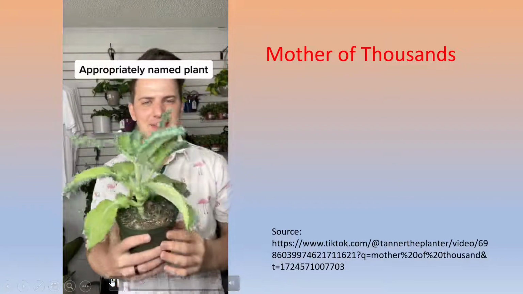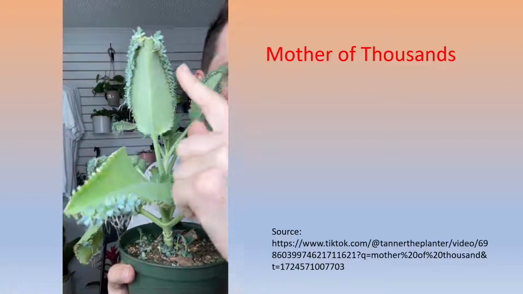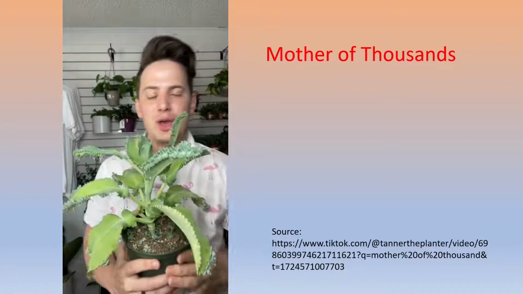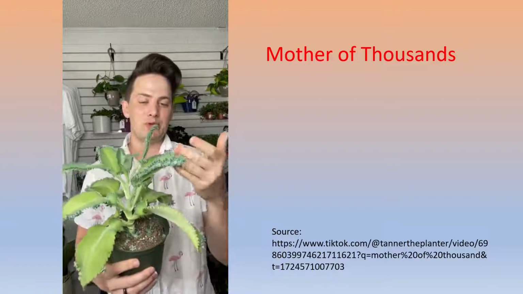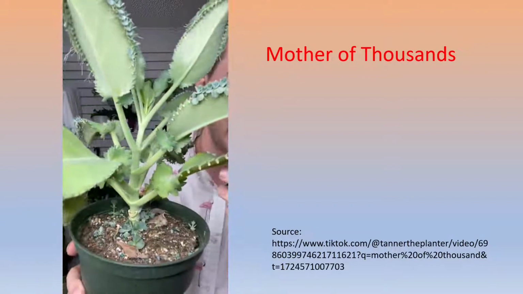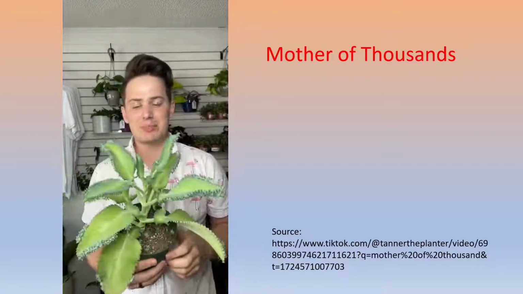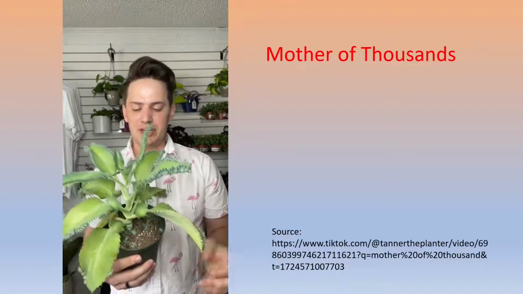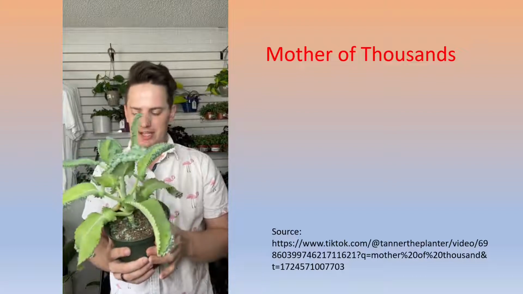This is mother of thousands, and it propagates by making lots of little babies on the edges of its leaves. When the babies have reached maturity, it will drop off the leaf and go into the soil, and you can actually see some rooting in there right now. This is a fantastic plant if you have a bright, sunny windowsill and you're comfortable with taking care of succulents already.